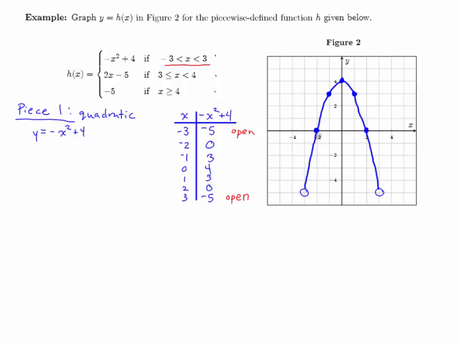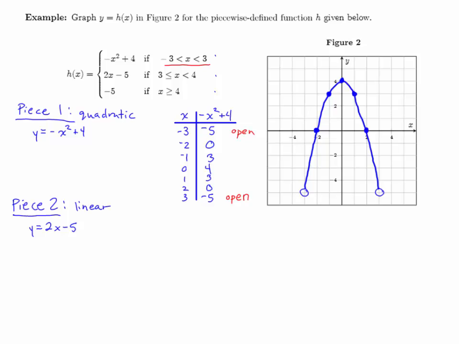Now, as we continue, this is going to be the graph of a single function. The only difference with the piecewise defined function is that the function is defined by different functions on different parts of its domain. So if we look at piece 2, we'll see that that's defined by y equals 2x minus 5. And that piece is going to be linear.